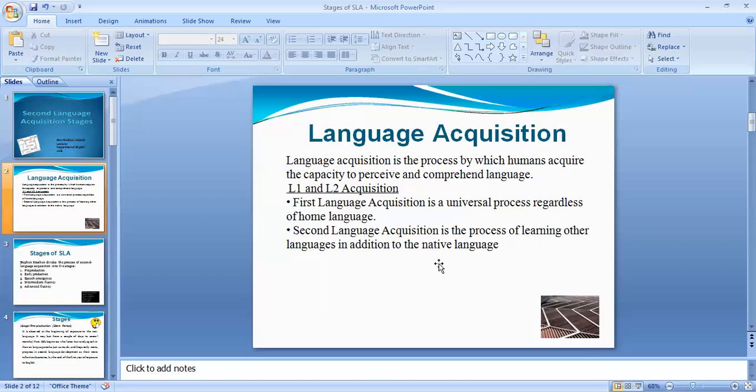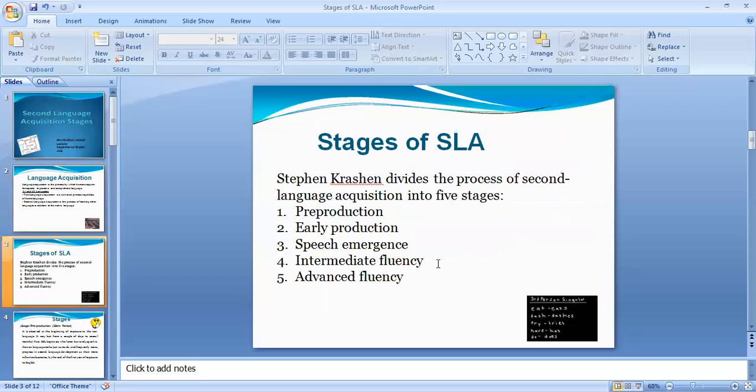So L1 and L2 acquisitions. First language acquisition is a universal process regardless of home language. First language means our mother tongue, native language. It's a universal process, innate process. And second language acquisition is the process of learning other languages in addition to the native language. That means the second language, we learned this language in addition to the mother tongue, the native language.